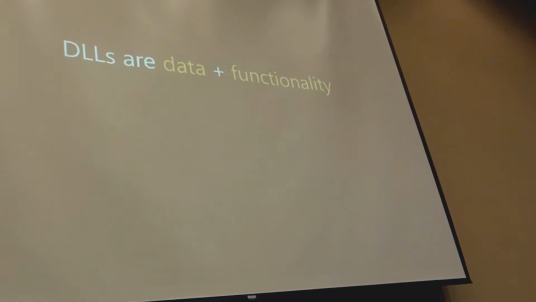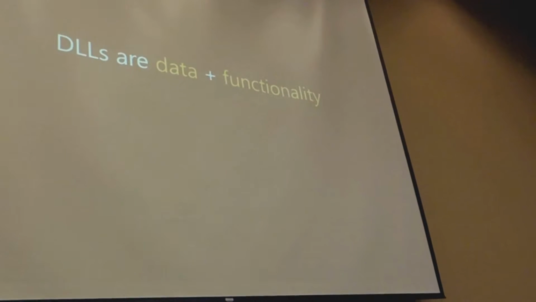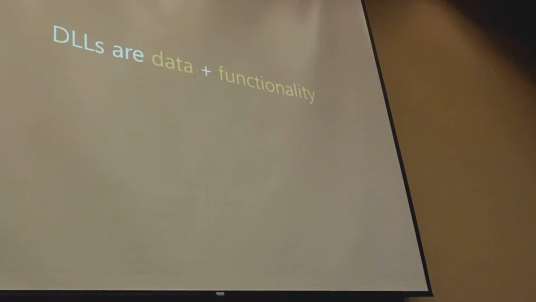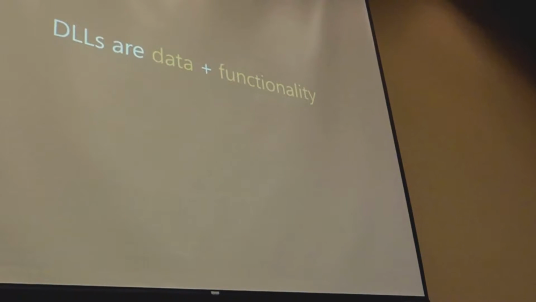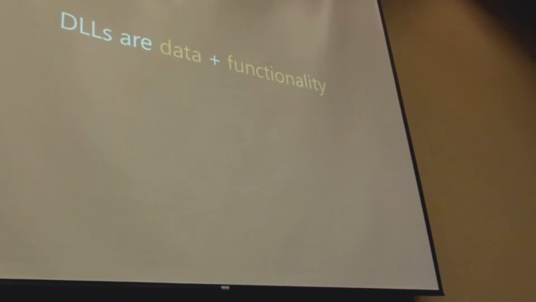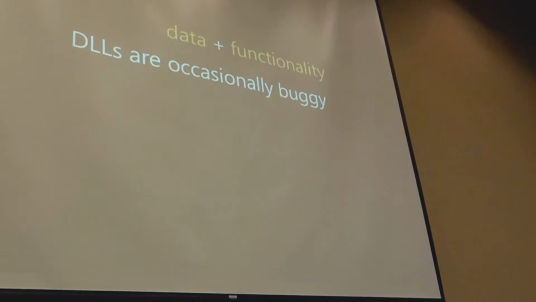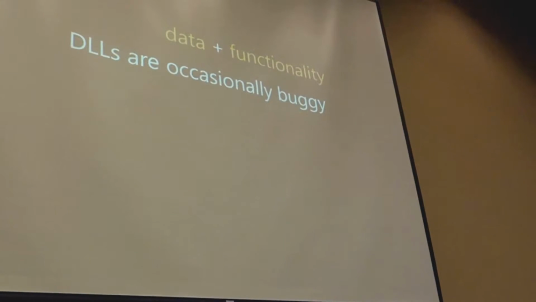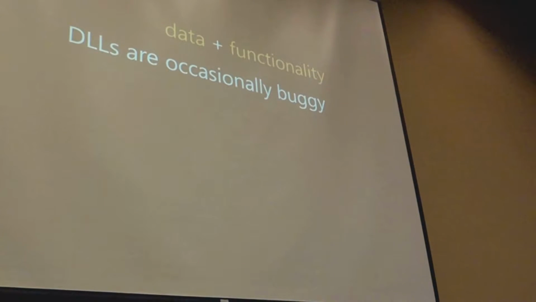So DLLs at their core are nothing more than data and functionality. We use them as libraries when we compile our C# code to IL. Other people can depend on them as libraries. And I suppose the same could be said for EXEs on the Windows platform as well. These DLLs that we use, depending on who they come from, can occasionally be buggy, and we'll be walking through some bugs that existed in the Roslyn compiler tools, at least in Visual Studio 2013.